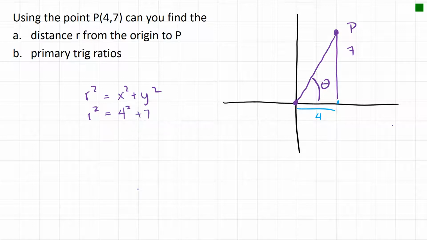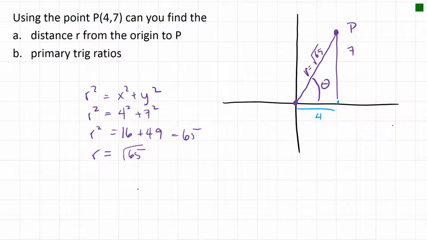4 squared plus 7 squared, which is 16 plus 49, which equals 65. So we take the square root of both sides and we get the square root of 65. Now normally we go plus or minus square root of 65, but we understand that the radius is always positive. So the radius is going to be the positive square root of 65.